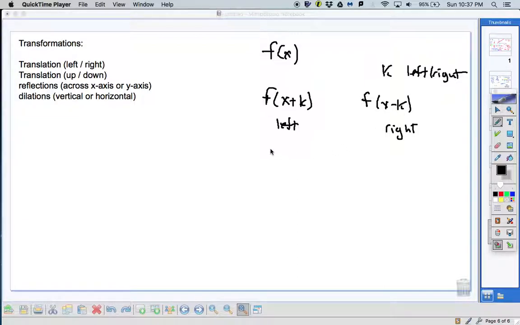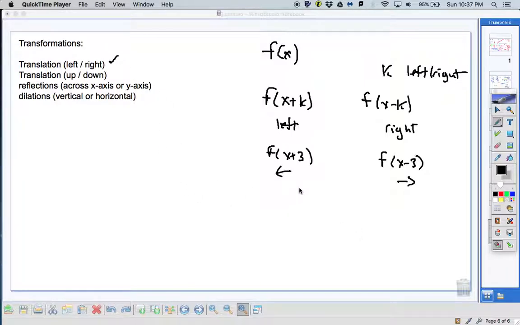So an example here would be f of x plus 3. This takes our original function, whatever it looks like, and moves it 3 units to the left. And if I wrote f of x minus 3, this takes our original function, whatever it looks like, and moves it 3 units to the right. Okay, so that's the translations left and right.